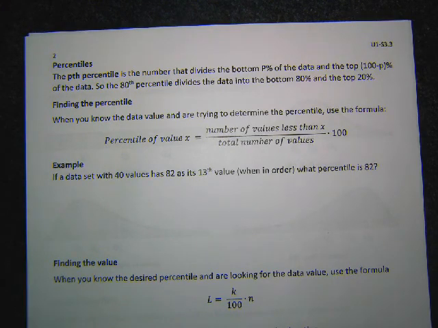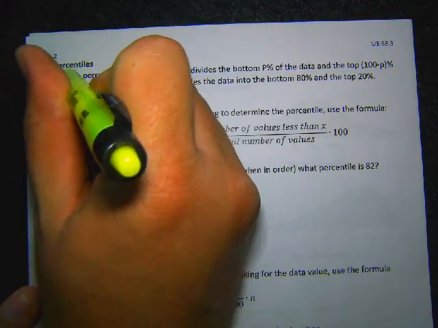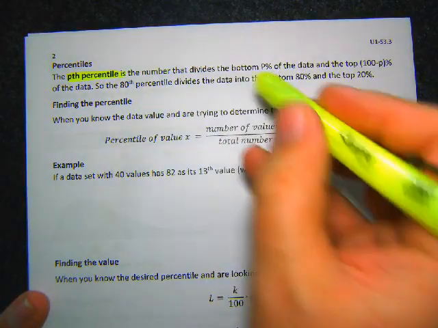So if your kid comes back in the 60th percentile for height, that means that 60% of the other kids that they test are below your kid's height. And that's what a percentile is. So the pth percentile, this is just the generic way of writing it, it is a number.